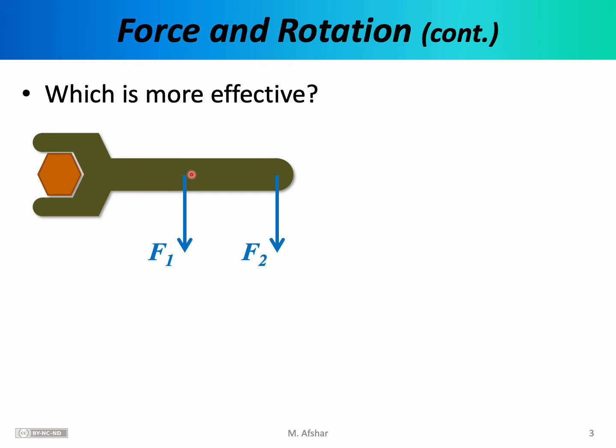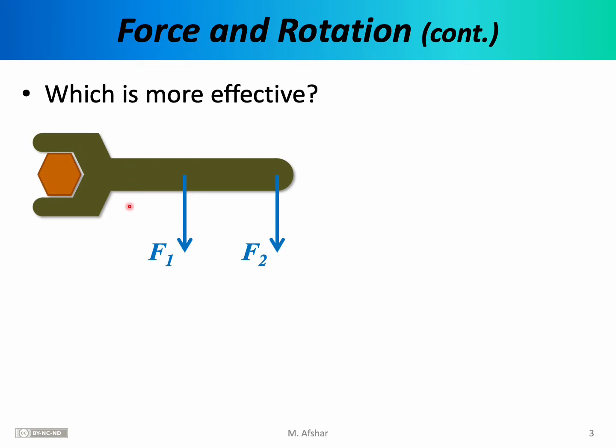So once again, we're trying to bring about rotational motion. We're applying a force to the system, and we want to know which one of them is better or more effective at rotating the wrench and the bolt. The two forces that we're considering have the same magnitude, so the lengths of these arrows are the same, but one of them is being applied over here, a little bit closer to the bolt. This one is being applied farther away from the bolt.